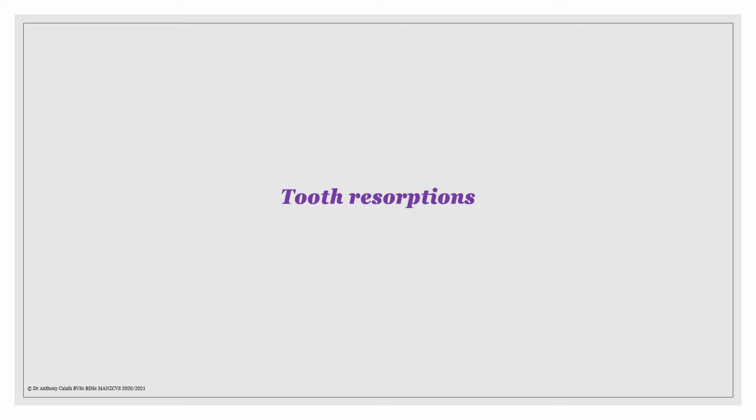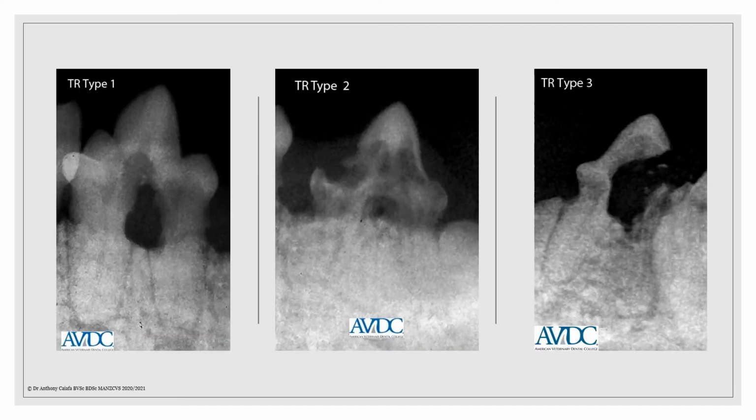Now we'll discuss a very common problem in cats, tooth resorptions. According to the American Veterinary Dental College, tooth resorptions in cats can be divided up into 3 types. Firstly, we have type 1, where we see basically a lesion that's occurring in the cervical area of the tooth, so in this area of the tooth here, and quite a large lesion here.